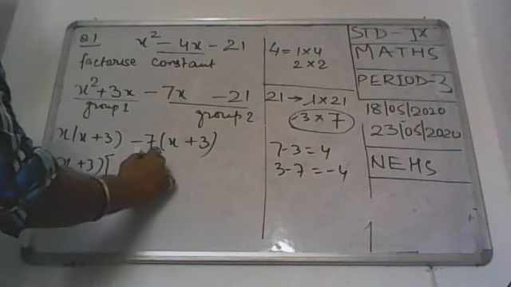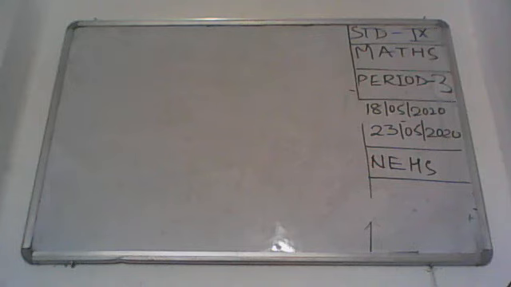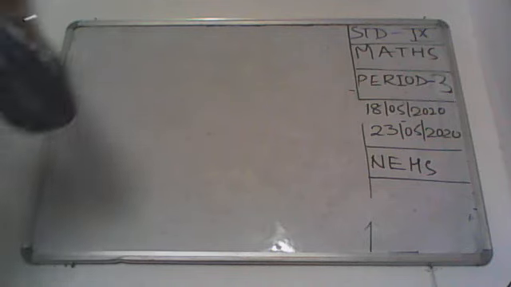Now if there is a coefficient of x square, then what will happen? That also we are going to see here. Suppose I take one question. I will take it from your book only, because I don't remember the questions. Suppose one question I have taken.